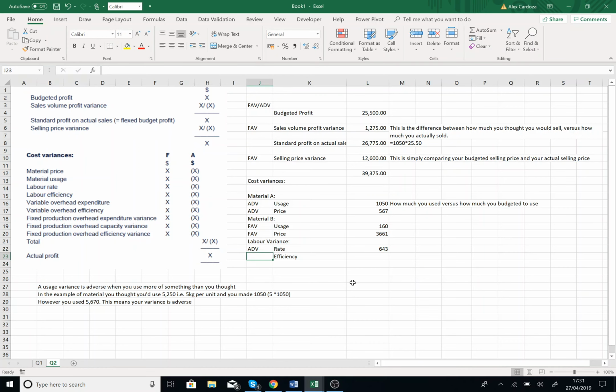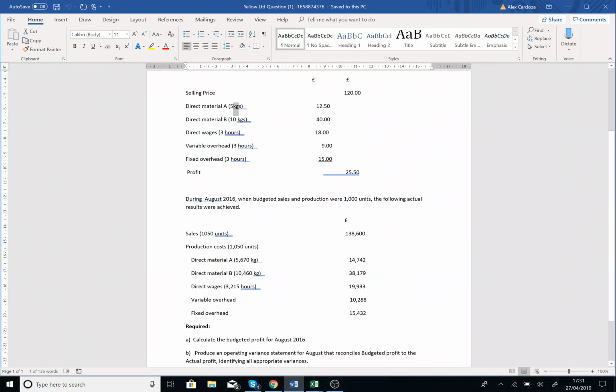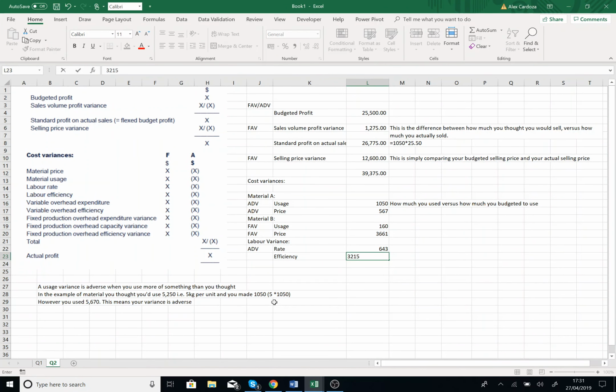Now we don't know what the efficiency is. Efficiency is how many hours we should have used based on what we thought. We thought we would use 3 hours per unit, times however many units we made, which is 1,050. So we thought we would use 3,150. We actually used 3,215, meaning we have an adverse variance.